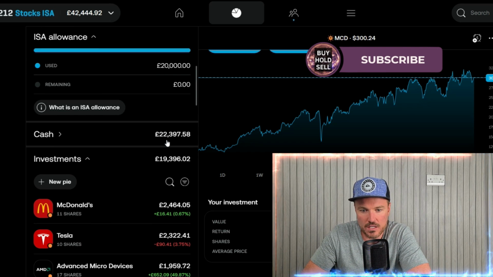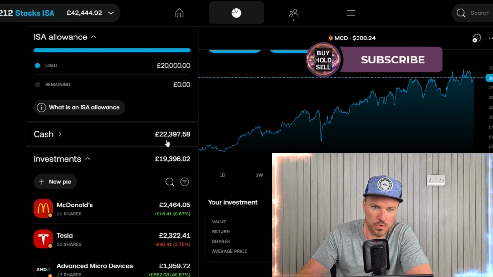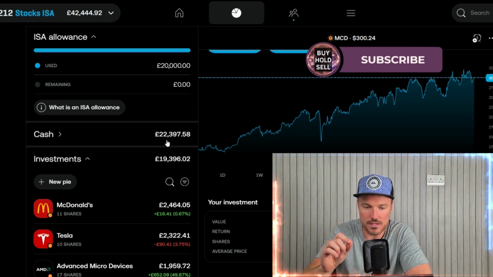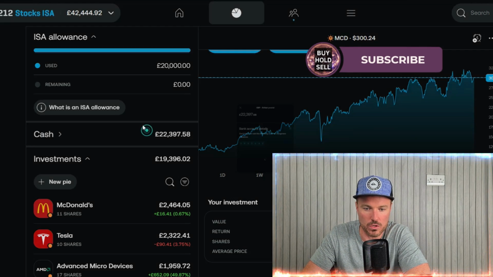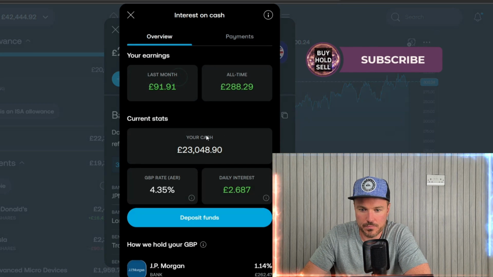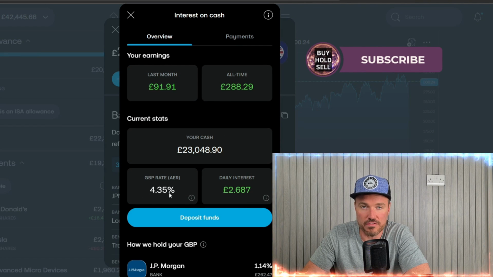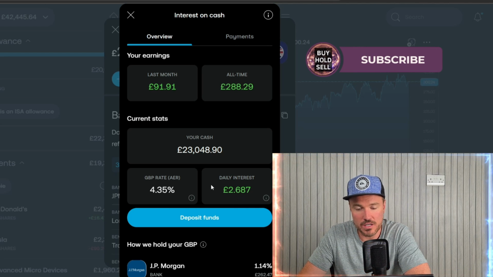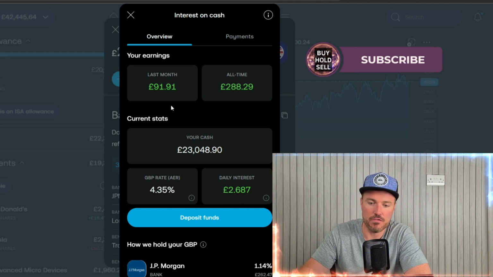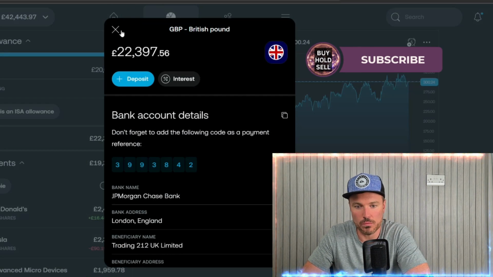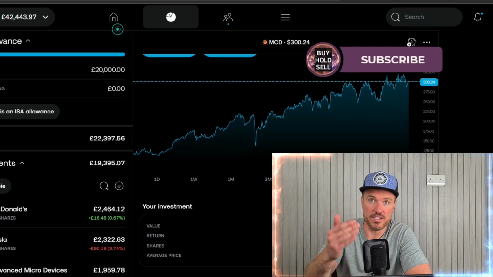So I've got about 22 large in free cash, which is collecting a nice little interest within Trading 212. For those that don't know, you're getting in and around 4.35%, and that gets paid daily. So every day I'm getting about £2.70 every day, which is nice on that free funds. And last month I made about, well, just shy of £100 in profit just from the money sitting in there.